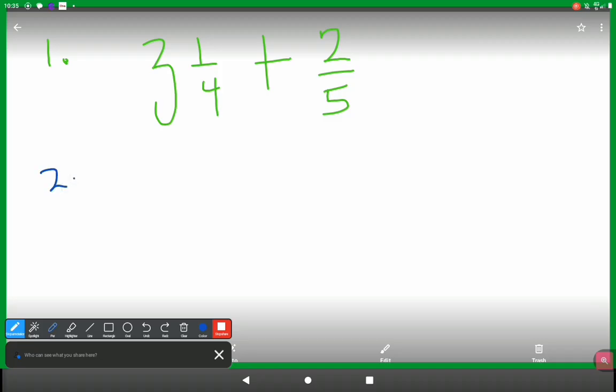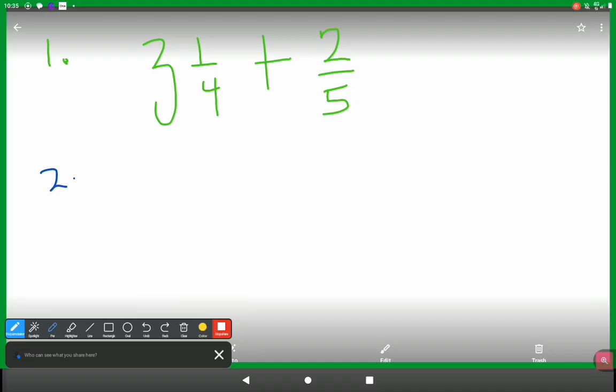Question 1. 3 whole 1 over 4 add 2 over 5. Okay, that question is juicy because I've already done that in the examples. Mind you, you can try by yourself to check if you're right or wrong.